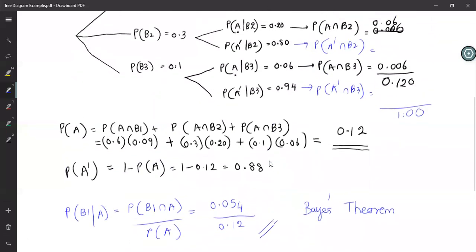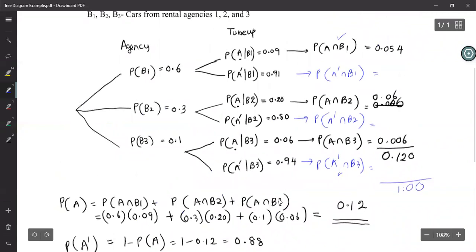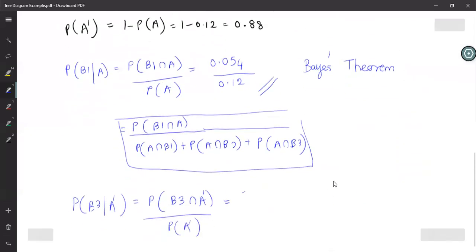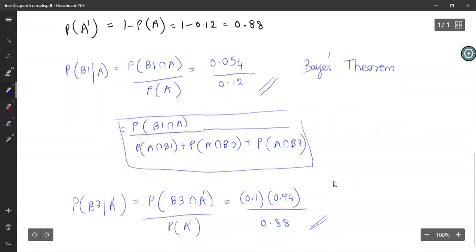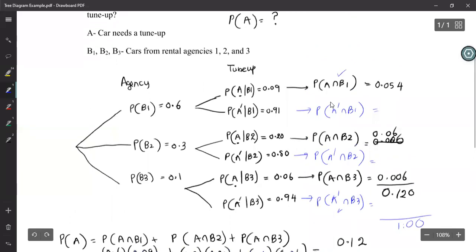B3 and A prime, it is there. See, the last one. It is there in your tree diagram. Okay, so you have to find it. It is 0.1 times 0.94. You divide it by P(not A), which is 0.88. Right? So that is again the Bayes theorem, where P(A prime) you get by adding the second, fourth, and sixth one.